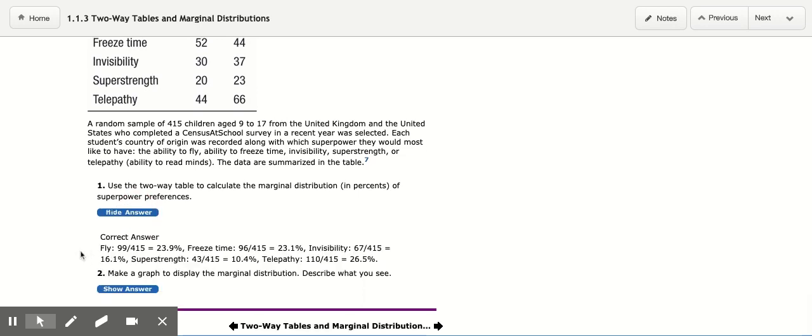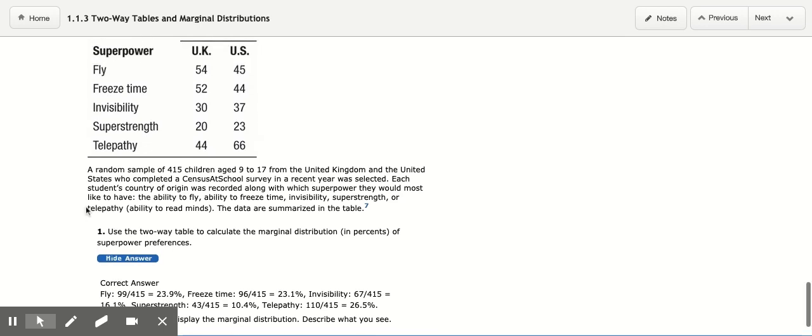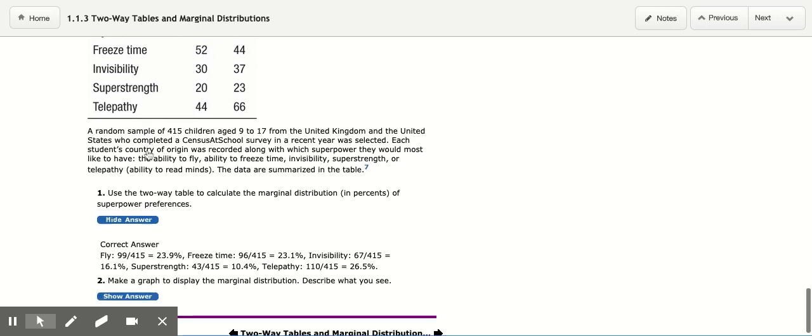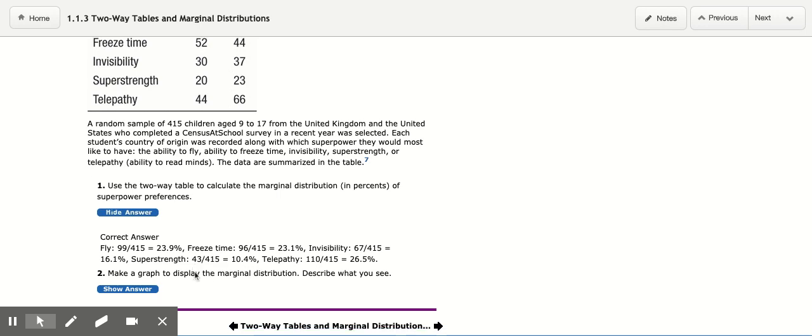So if we do that for each one, we would actually write this out. So you would have fly, freeze time, invisibility, super strength, and telepathy written down. You'll also show where you're getting your numbers from. So we know that there are 99 people that selected fly out of 415, so that's 23.9%. Freeze time, if you add the two up, that is 96 out of 415, and so on and so forth for each one. Where this helps you is when you make a bar graph.